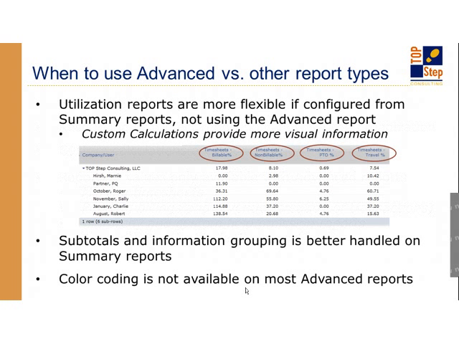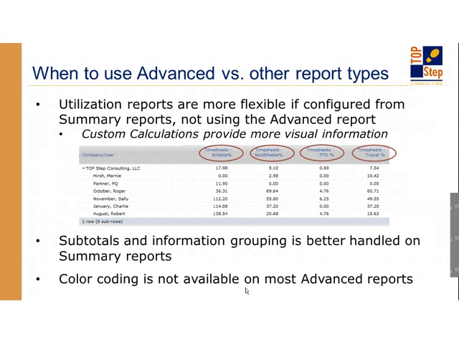So now we'll look at some of maybe the limitations. One of them being that the utilization reports really are more flexible if you're using the summary reports versus the advanced report. So the custom calculations can allow you to really analyze utilization and break it down to various levels, summarizing by task types and time types and project types and all sorts of things.